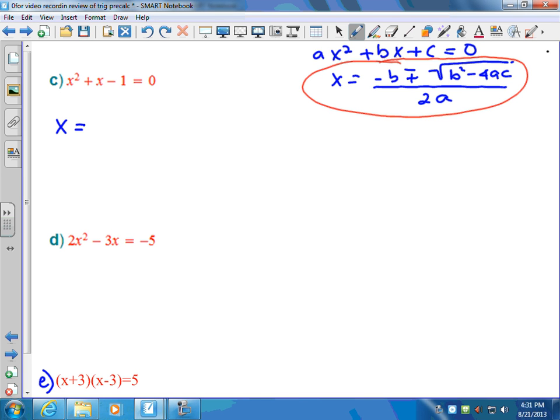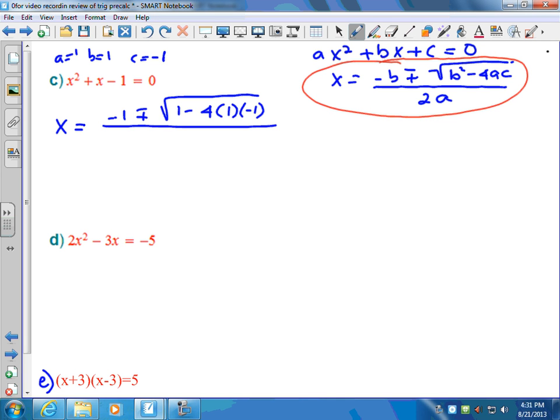So x equals, our a is 1, b is 1, and c is negative 1, right? A is the coefficient of x squared, b is the coefficient of x, and c is the constant term, in this case, negative 1. So the formula says negative b plus or minus the square root of b squared minus 4ac, everything divided by 2a, and if we simplify that, we will get negative 1 plus or minus the square root of 1 plus 4, which will be 5, all over 2.